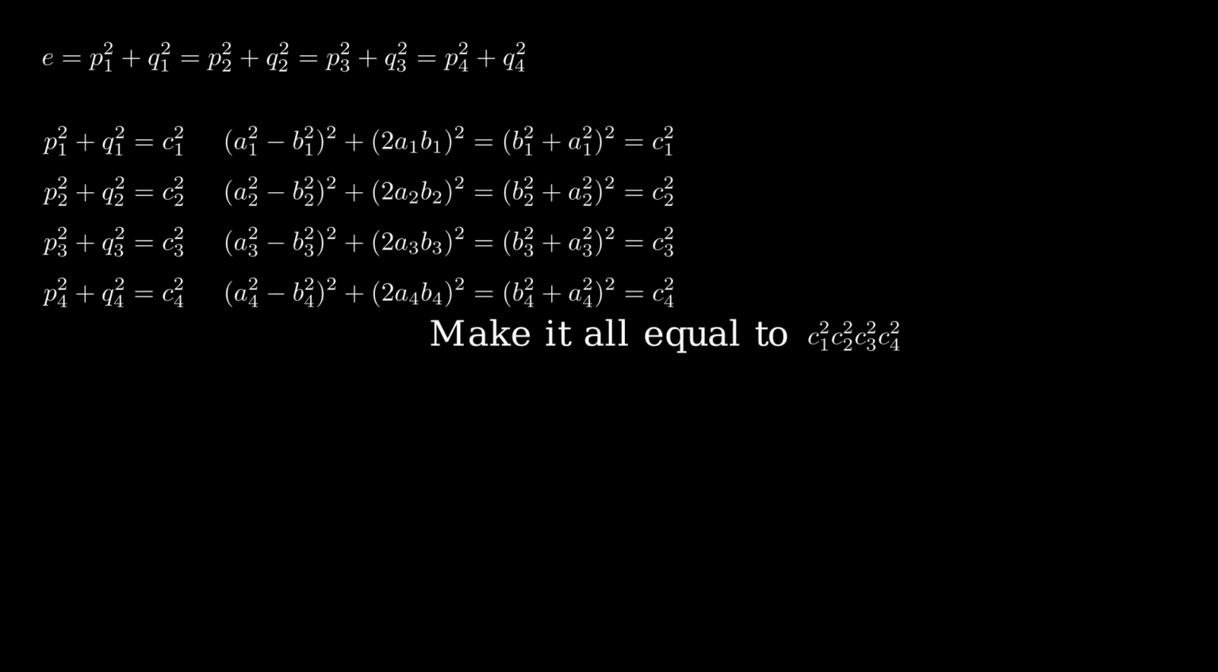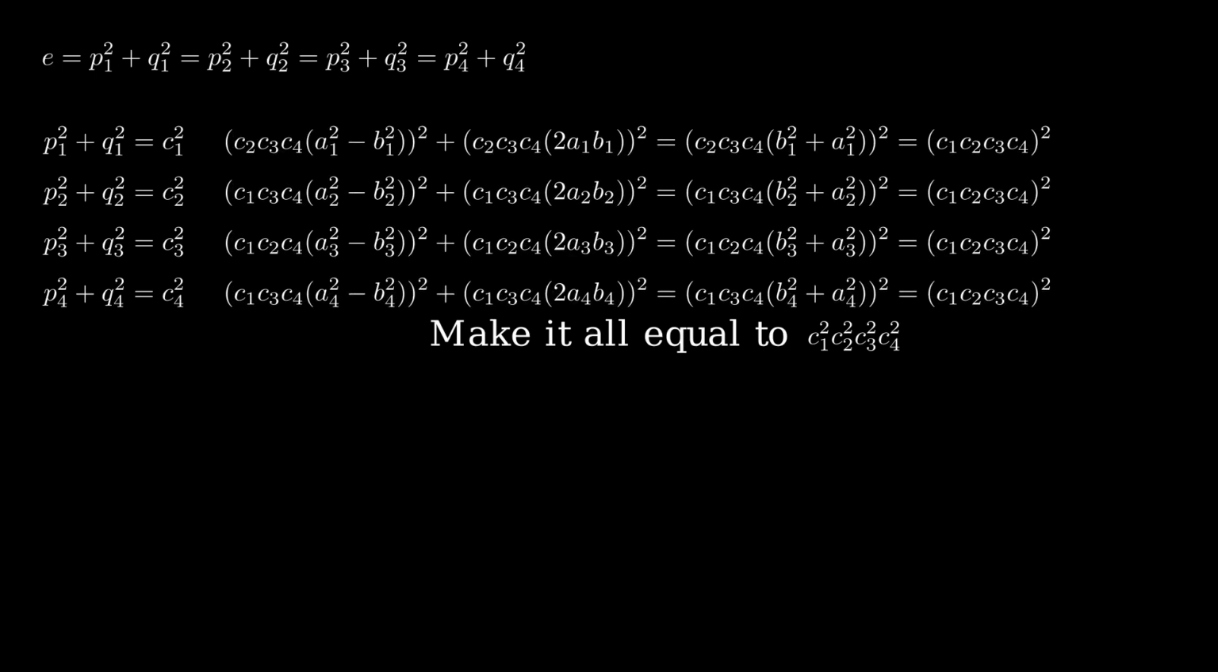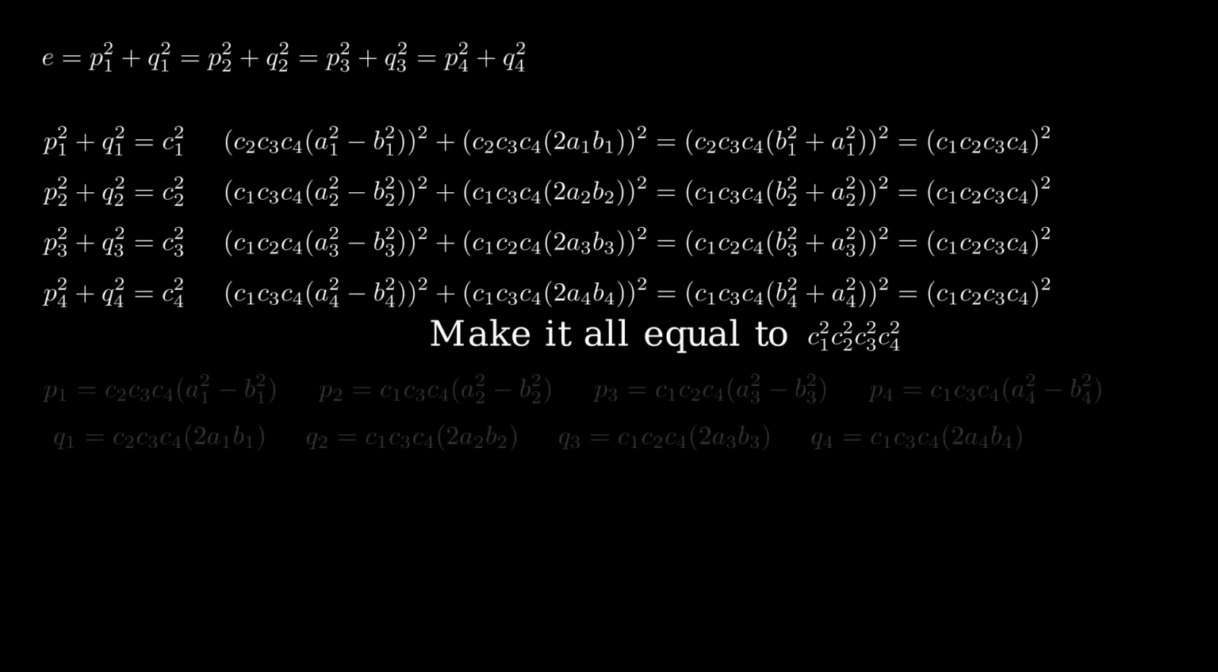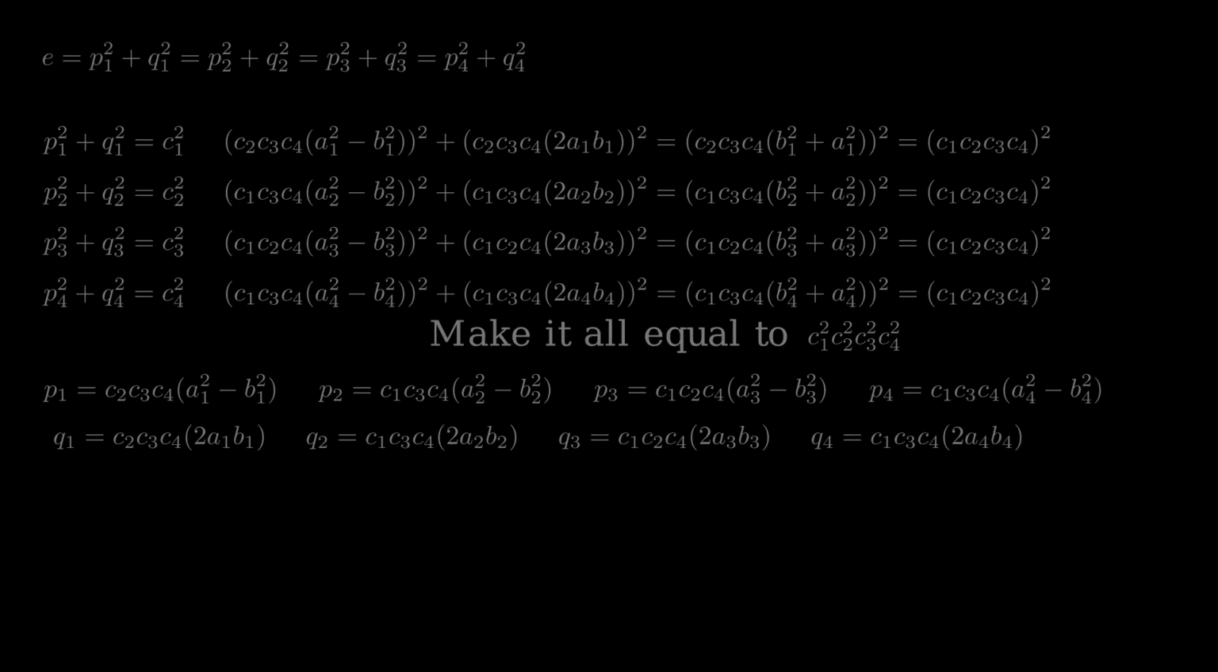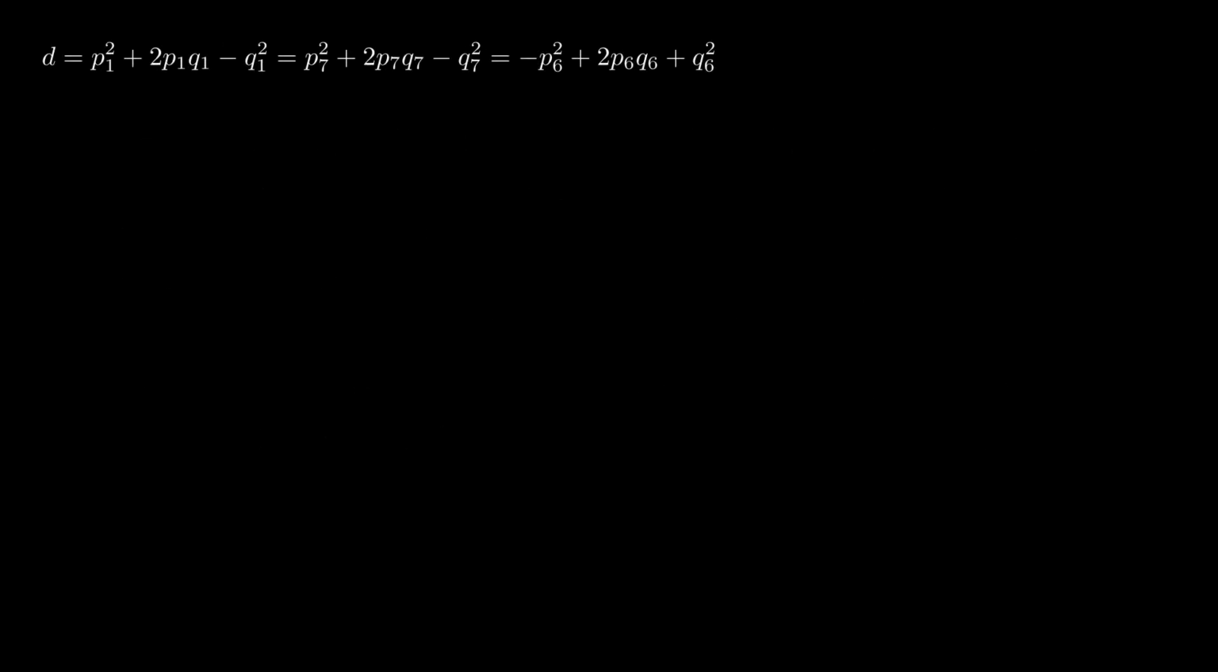Now, here's the trick and why I use C squared values. The C values can go inside the parentheses of each term, and this is how I can still keep that a squared plus b squared equals c squared form. This lets us get a set of solutions for P1 through P4 and Q1 through Q4, shown below. Great, let's try and solve this D equation next, using the same trick. This one's more difficult to solve, and there isn't a known Diophantine solution.